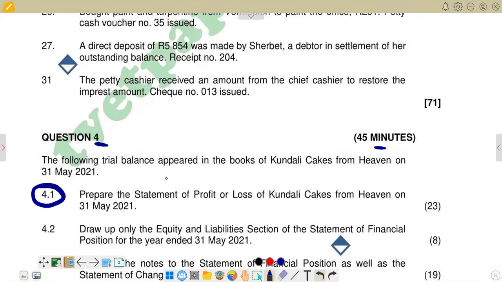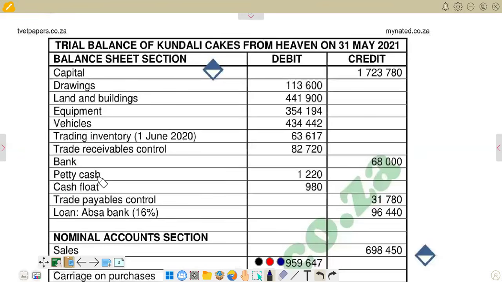The question is: the following trial balance appeared in the books of Kundali Cakes from Heaven, 31 March 2021. The first question says, prepare the statement of profit or loss of Kundali Cakes from Heaven on 31 March 2021, and it is worth 23 marks. So we go to our question to see what we have. We're given a trial balance with the debit column and the credit column, which is a list of balances.